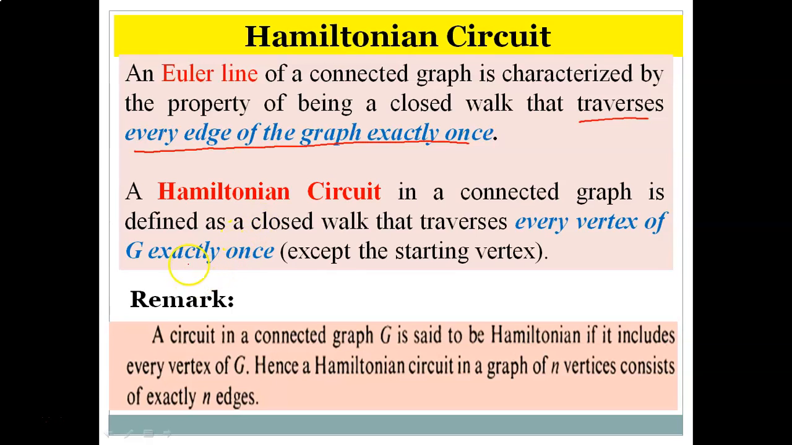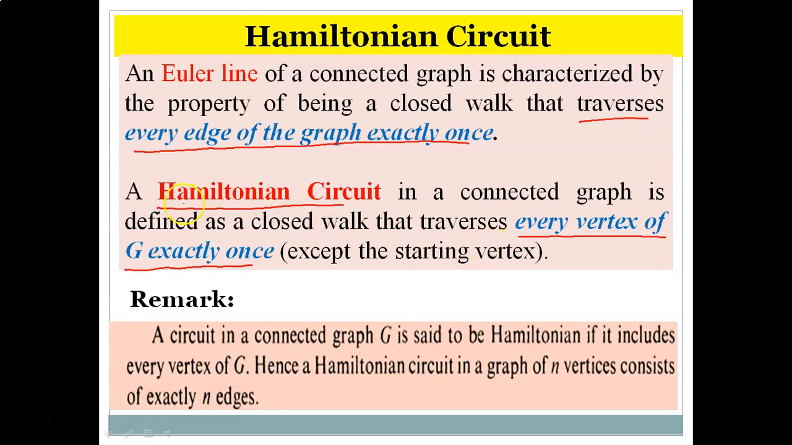But a Hamiltonian circuit, in a connected graph, is defined as a closed walk that traverses every vertex of the graph G exactly once, except the starting vertex. Only the starting vertex will be repeated because you have to complete the circuit. Otherwise, each vertex will appear exactly once.